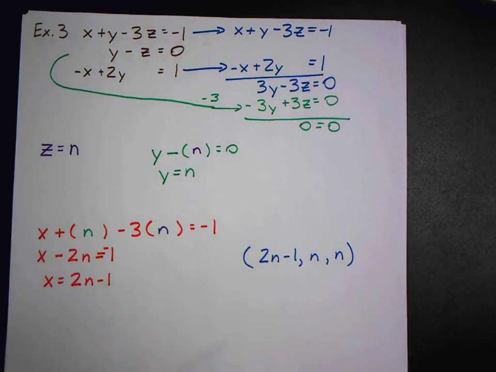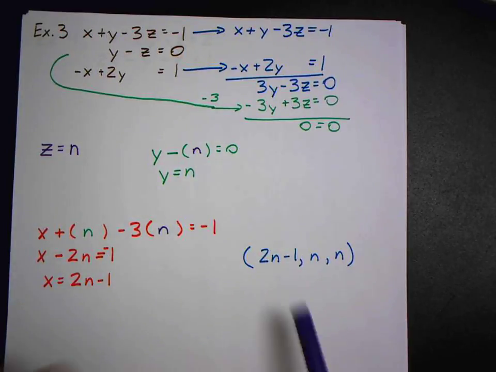Now, what this gives us is all the possible solutions. Oh, I used the top equation. I could have used that one, yes. If I would have used that one, I would have still got the same thing for x.